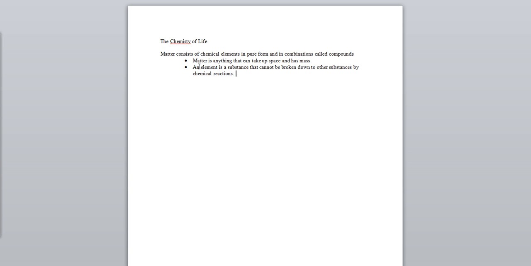Let's take a look at a compound. A compound is a substance consisting of two or more elements combined in a fixed ratio. For example, water. Water consists of a fixed ratio, a 2-to-1 ratio to be exact, of hydrogen and oxygen, and table salt, NaCl, which is sodium chloride.